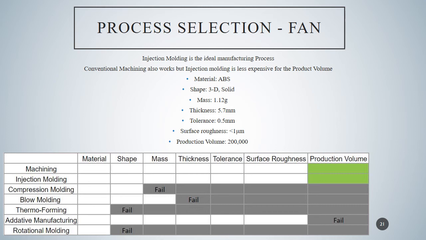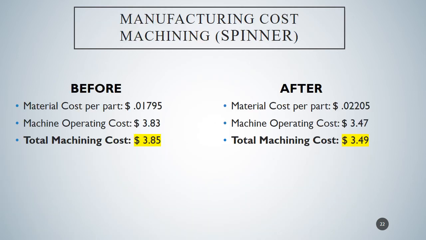Here we have the process selection for the fan. We determined that the fan would be made out of nylon thermoplastic, and we then took all the different processes and went through the criteria. We determined that this part can only really be made through machining or injection molding. We determined that injection molding was ideal due to the fact that it's less expensive for the product volume that we are going for.